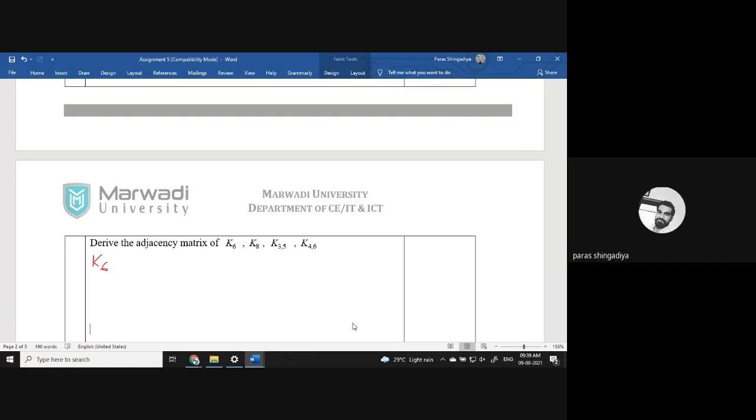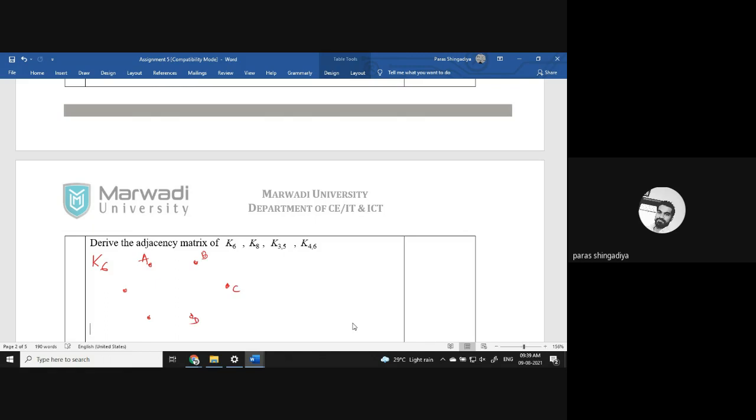So complete graph means each and every vertex should be connected. Means first we draw the graph of K6, and then after we'll derive its matrix. Clear? So 6 vertices you have to consider, and each and every vertex is connected. What does it mean? The degree of every vertex should be 5. Then we can verify this.